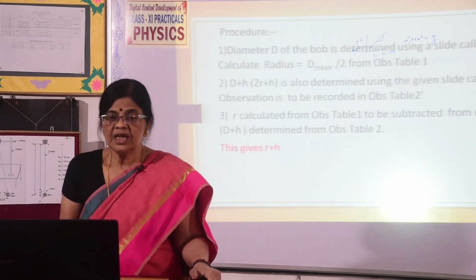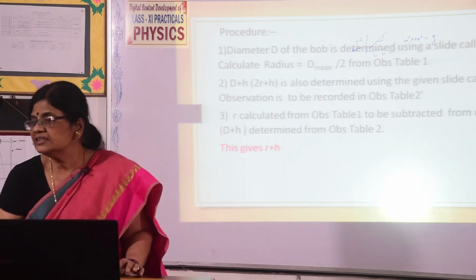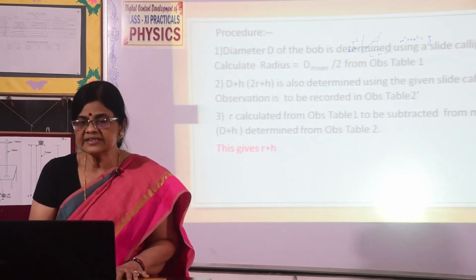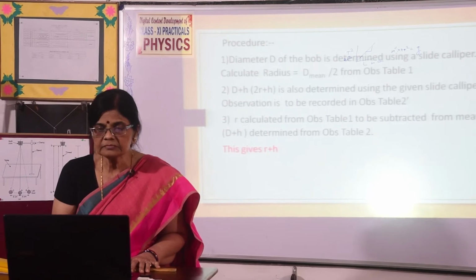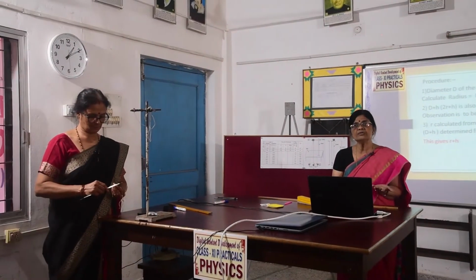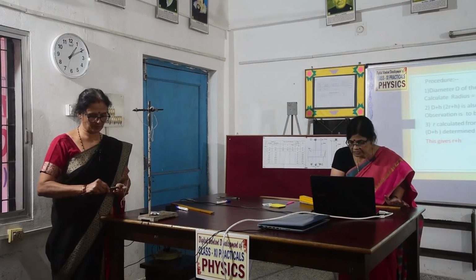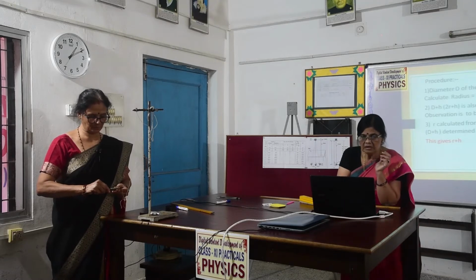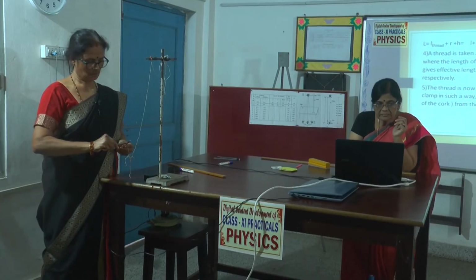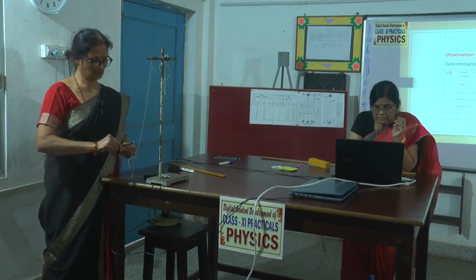Procedure. The diameter D of the bob is determined using a slide caliper. Showing the bob and the slide caliper, you determine the diameter using the slide caliper. Same table: least count, MSR, VC, VSR, total. So the diameter has to be taken in 3 observations, and then the diameter from the first table comes to be around 1.90.